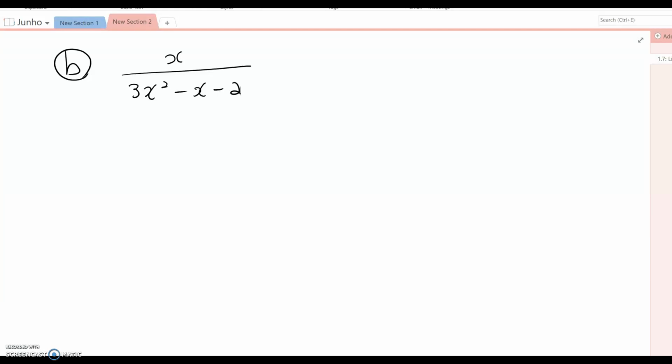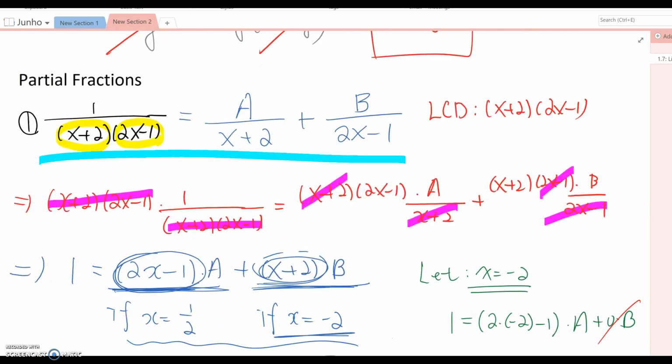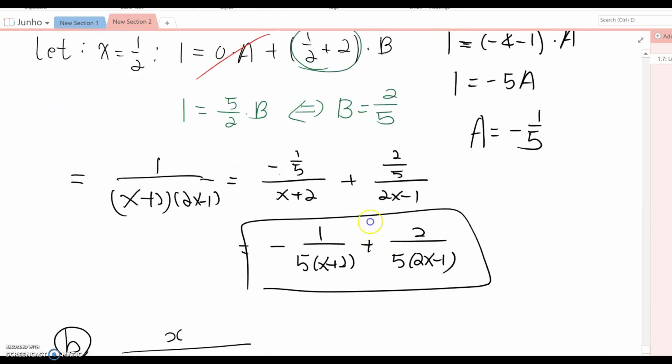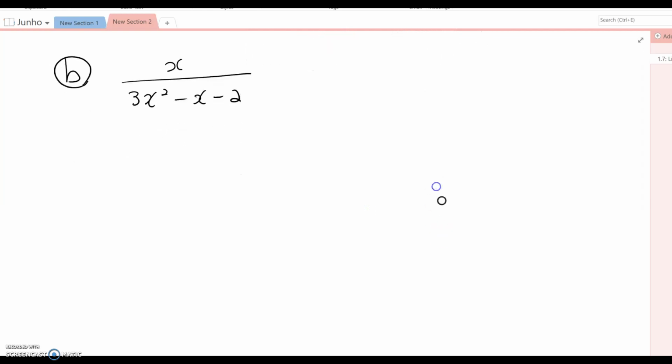So the next question is x over 3x squared minus x minus 2. Before, we had the rational expression in fraction form and in factoring form already, but this time it is not in factoring form. So the first step, we need to make it into factoring form. So we learn how to factor the trinomial.